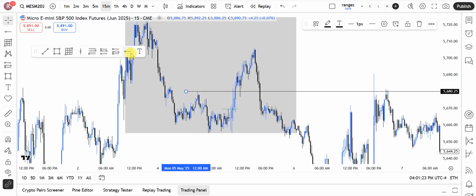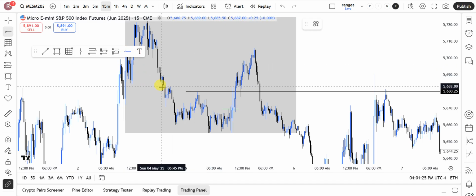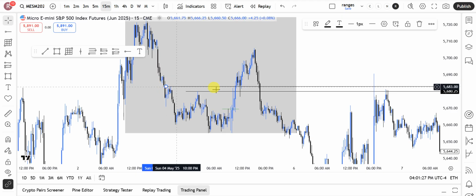Same with this. So as we can see, once price breaks this current market structure, it seeks the opposing liquidity from this leg down on the opposite side.